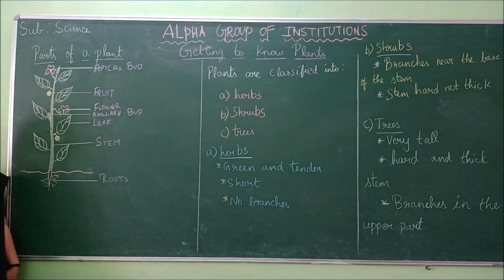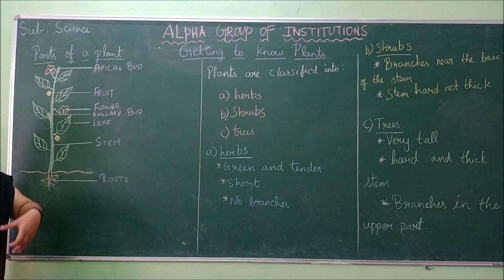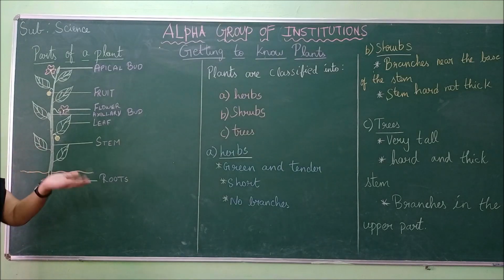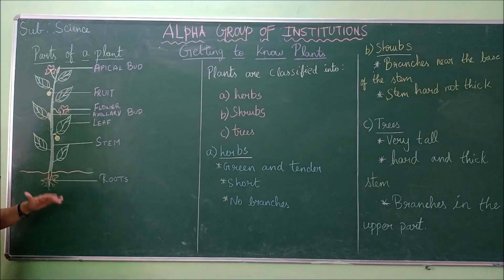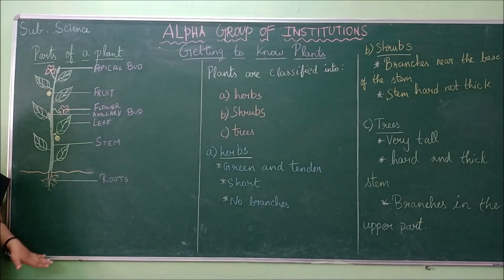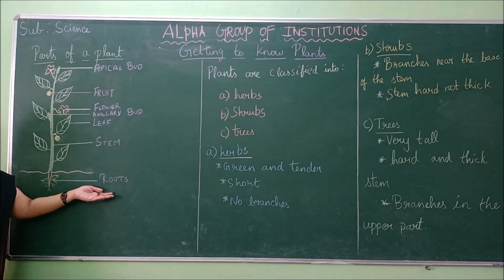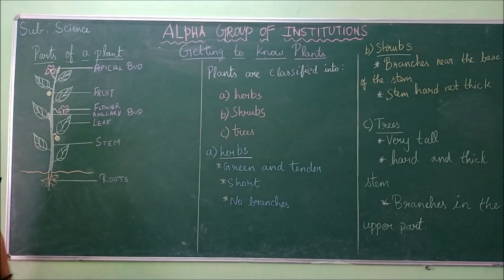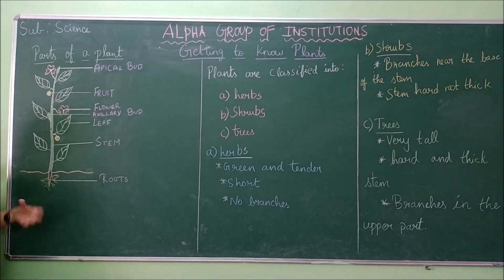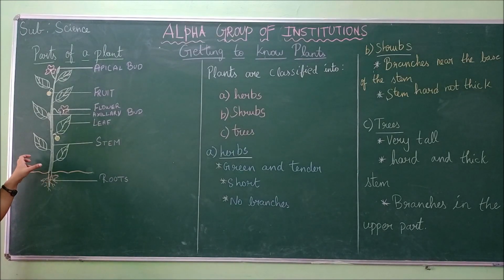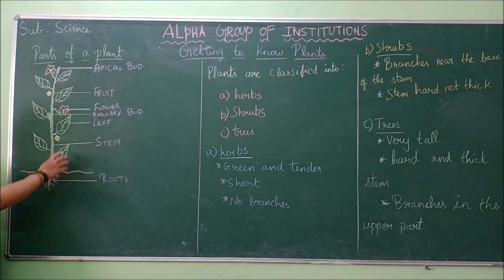Roots, what do they do? They will be under the ground. When we see a plant, we cannot see them, as they are hidden inside the ground. Those are the roots. What will these roots do? When we water the plant, they will absorb the water and they will fix the plant to the ground. That only makes the plant stand straight.